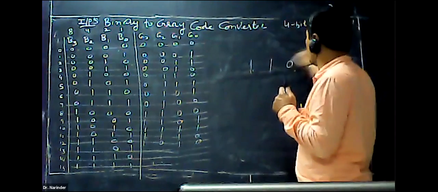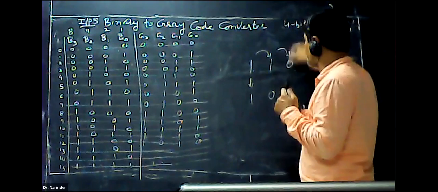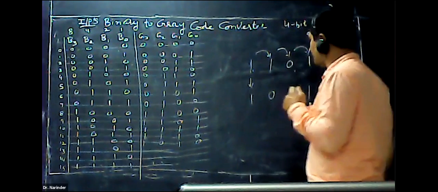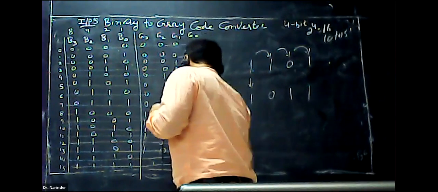Next is 13. 1, 1, 0, 1. Write here 1. 1 plus 1 is 0. 1 plus 0 is 1. 0 plus 1 is 1. So it would be 1, 0, 1, 1.